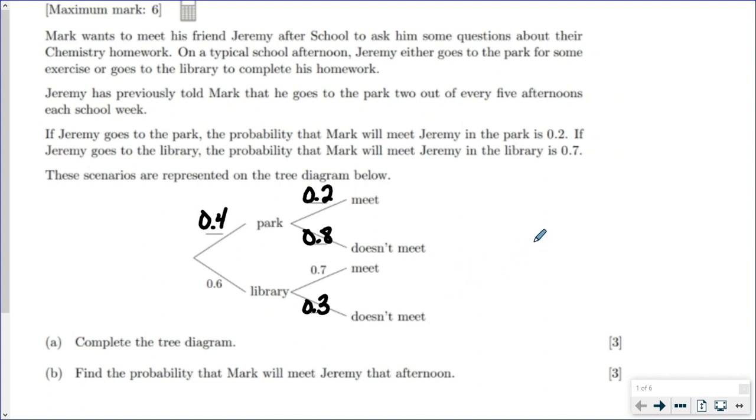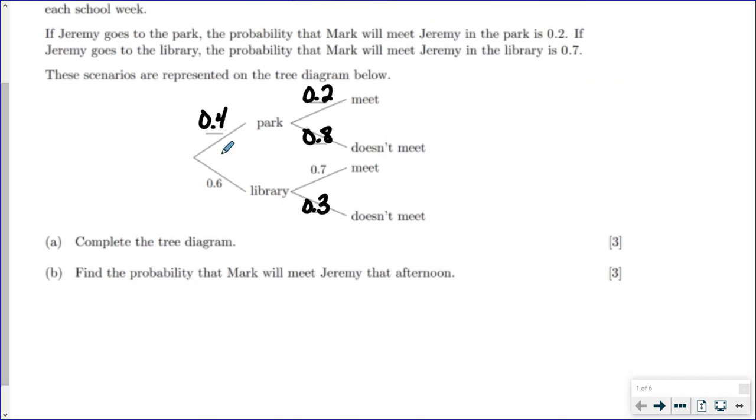Any questions or concerns over part A? Okay. So B, find the probability that Mark will meet Jeremy that afternoon. So there are 2 different scenarios in which they will meet. If they meet in the park, the probability is 0.4 times 0.2.